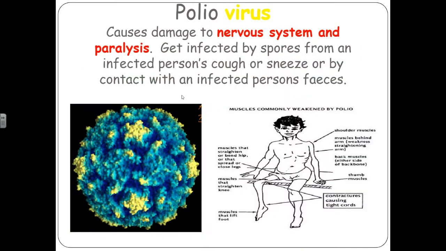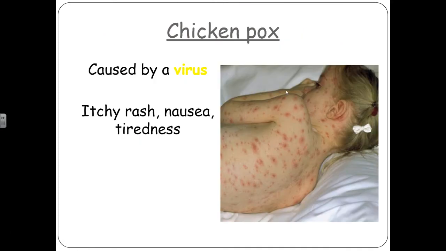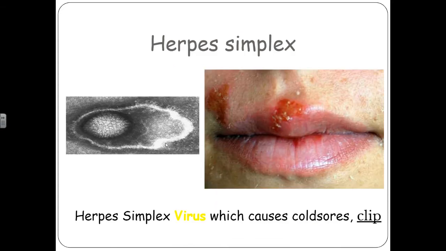Poliovirus is something that causes damage to the nervous system and paralysis. You get infected by spores from an infected person's cough or sneeze, or by contact with their infected feces. It causes lots of muscle weakness and wastage. Chickenpox, caused by a virus, gives you an itchy, scratchy rash, nausea, and tiredness. Herpes simplex, so cold sore virus, it gives you cold sores.